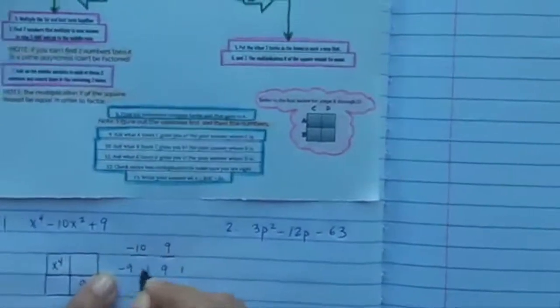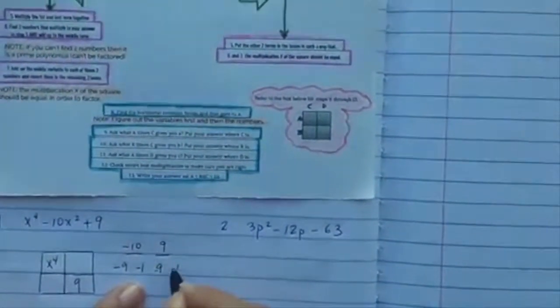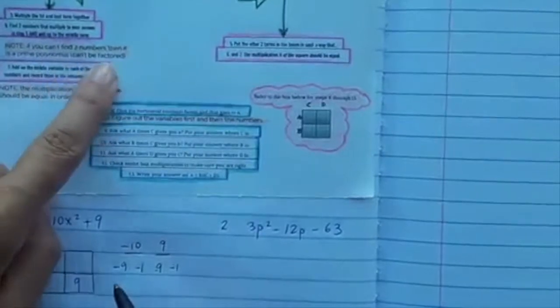So you start with 9 times 1, and that's what it is. And then how do I make it negative 10? Negative and negative, because a negative times a negative is positive 9. And then negative 9 minus 1 is negative 10.